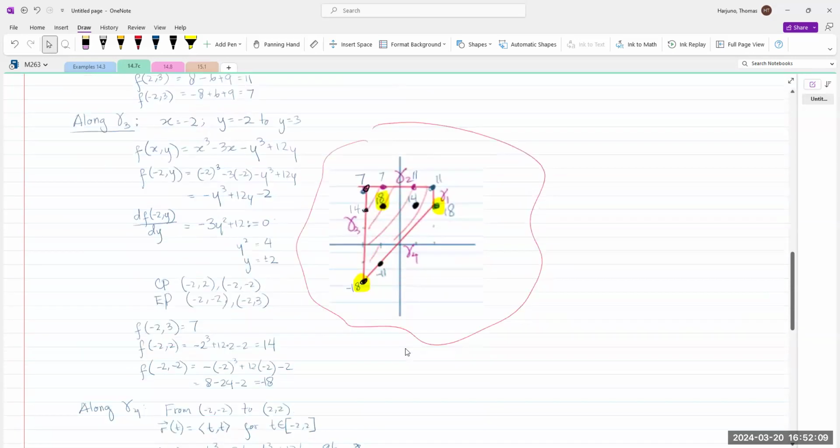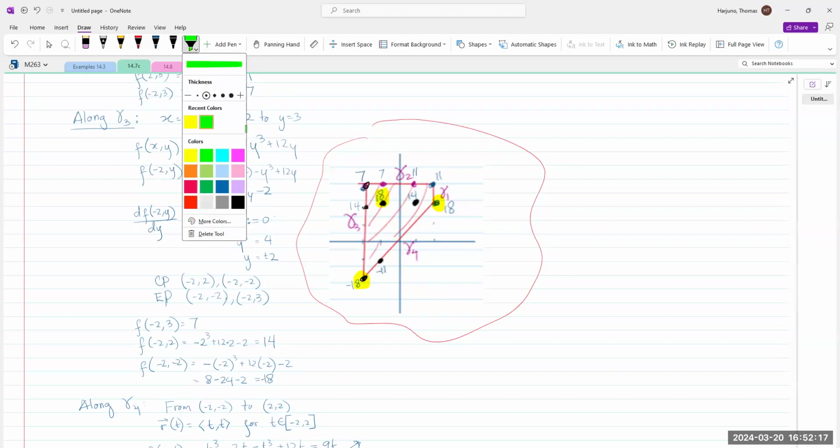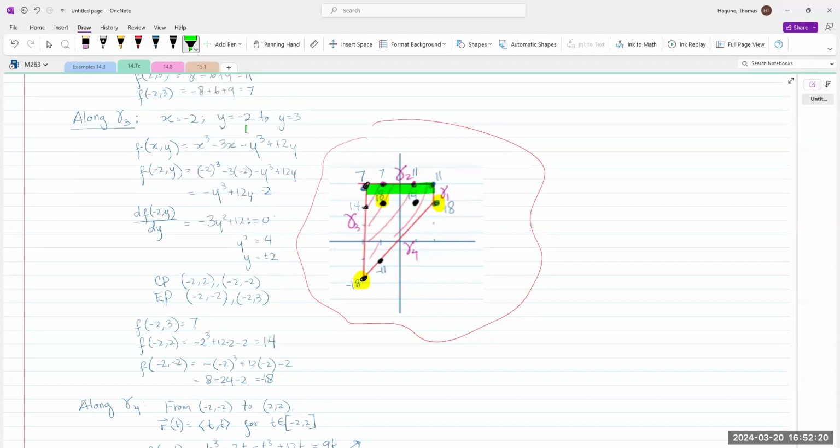In other words, 18 is the absolute maximum in this D. But if we don't restrict the region to this trapezoid, then we may not have an absolute maximum or an absolute minimum. At that time, we will be interested in local maximum, local minimum, or the saddle case.